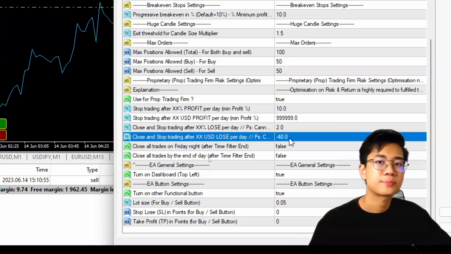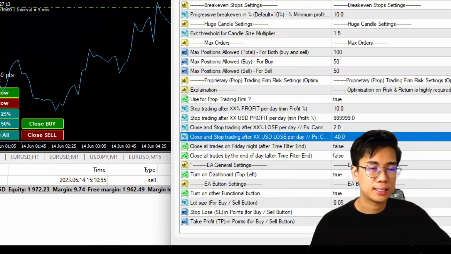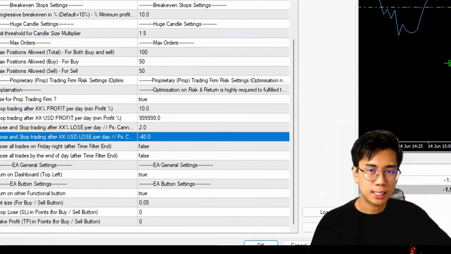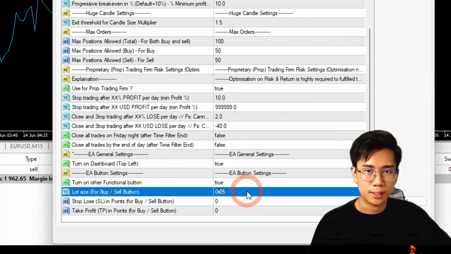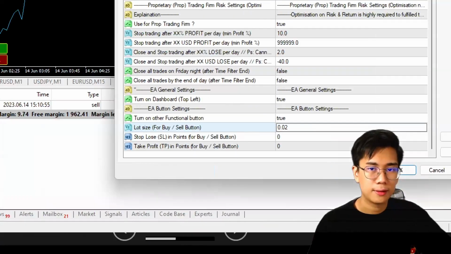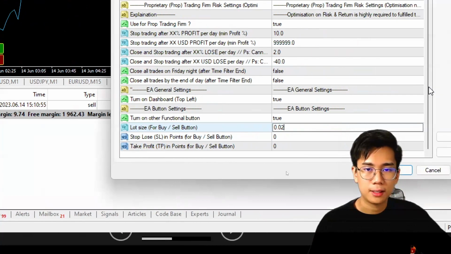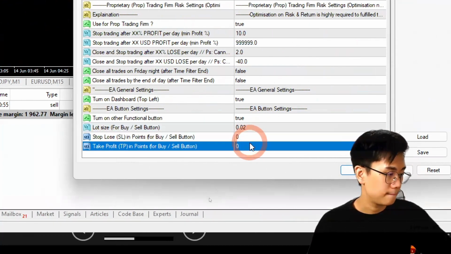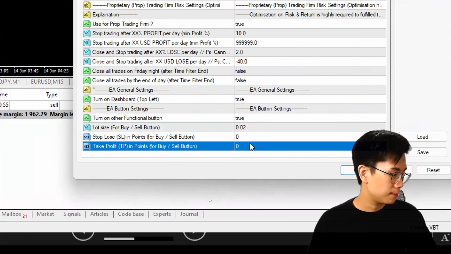Don't trade anymore. And just now I said that there's a buy and sell button here. This buy and sell button is actually over here, and the lot size on the button is 0.05. You can change it to 0.02. Now this is what you can set. And if you have any default take profit and stop loss that you want to put, you can put it here as well.